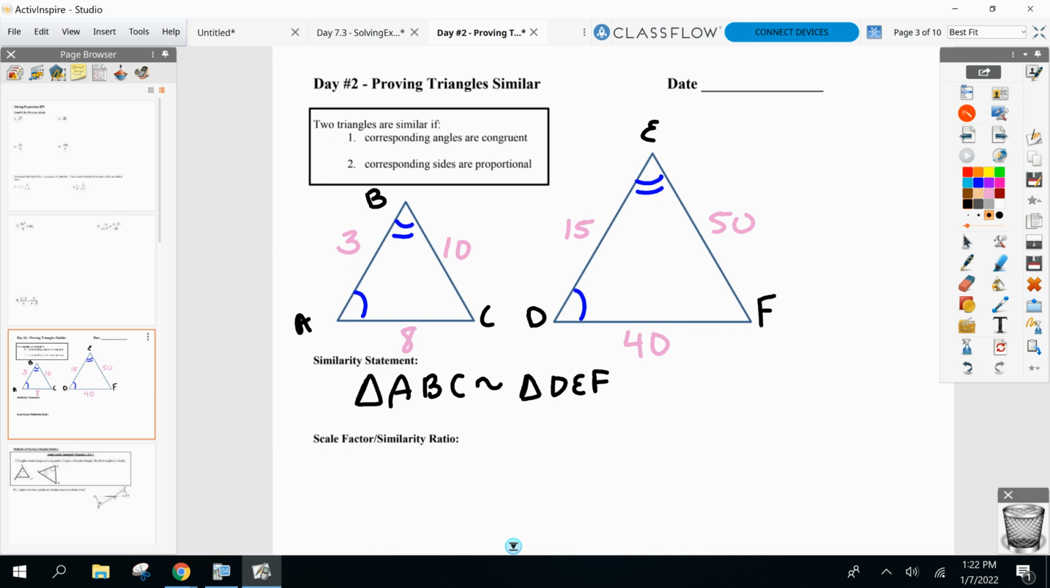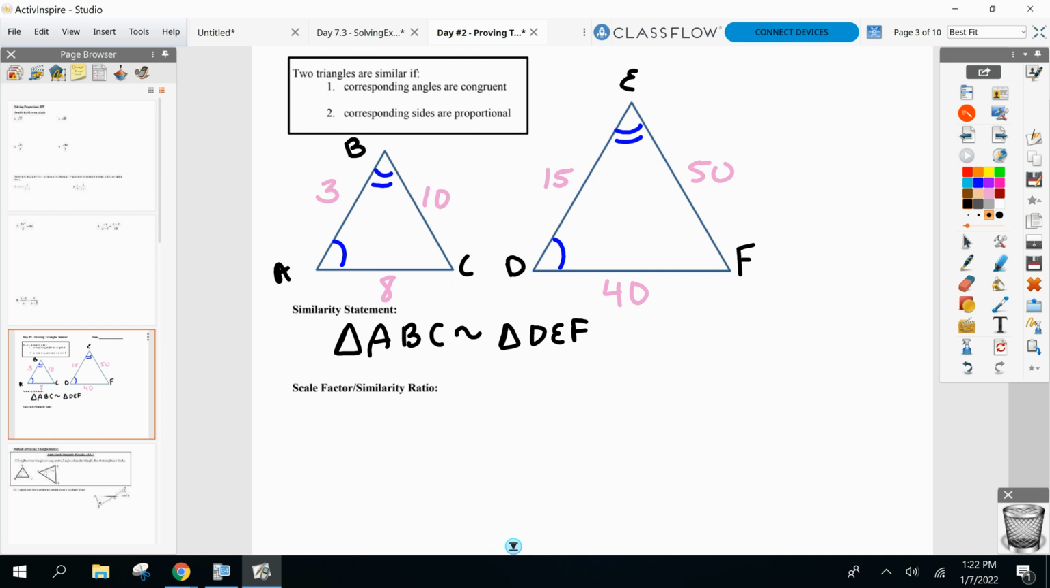Everyone all right? Okay, last thing I need to talk about is what's considered the scale factor. Scale factor. That's the ratio of two corresponding sides. All right? They're all in the same ratio. I just need you to pick two corresponding sides, give me the ratio. You just got to match them up correctly.